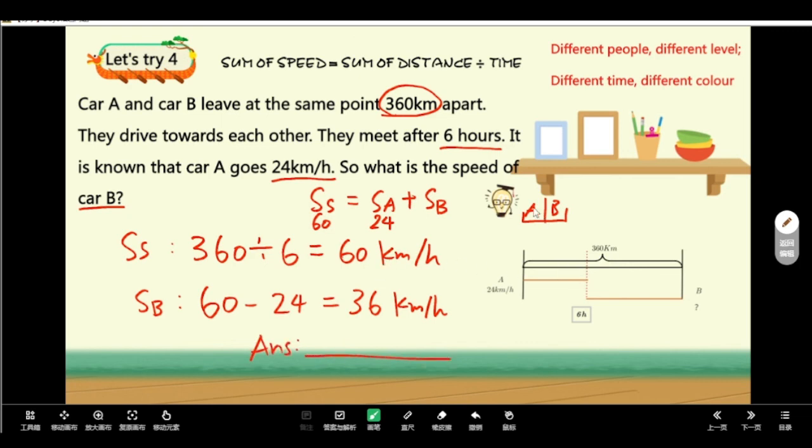And when you are doing the traveling problem, you need to draw a diagram. And if there are different people, you need to draw them at different levels to be clear. And if there are different times, you need to draw them with different colors. It will make you feel more clear when you do this question, okay? So let's go to our summary page.